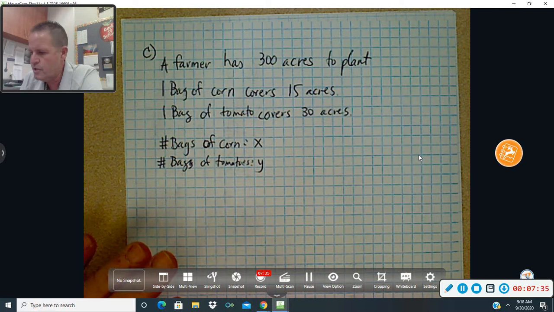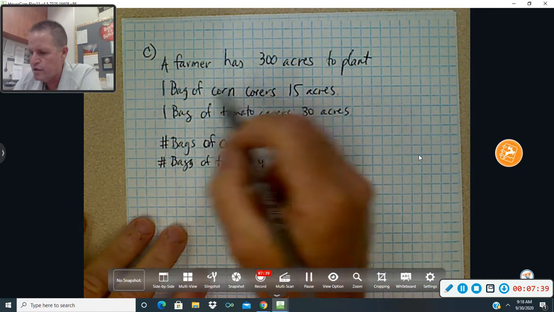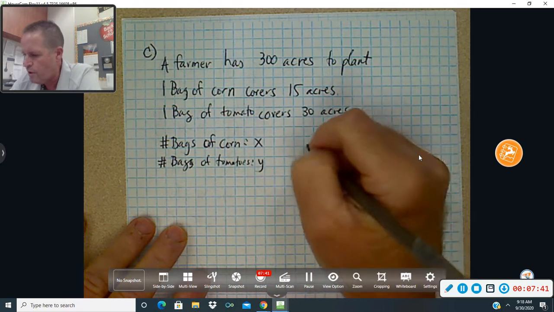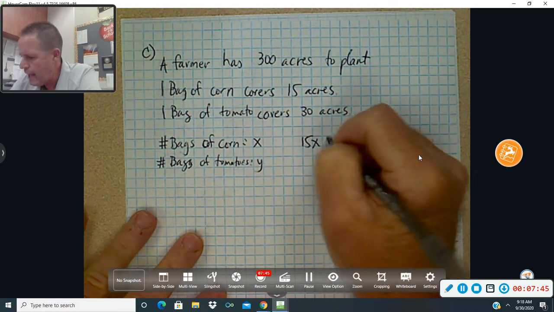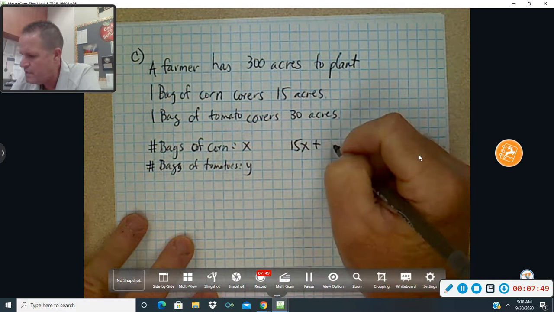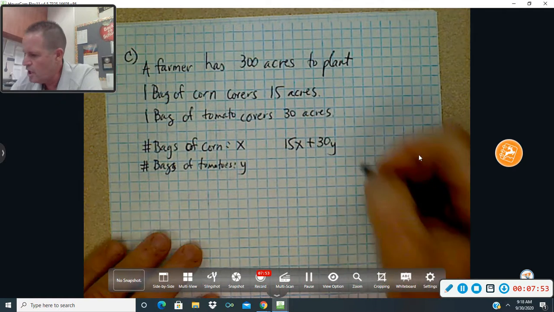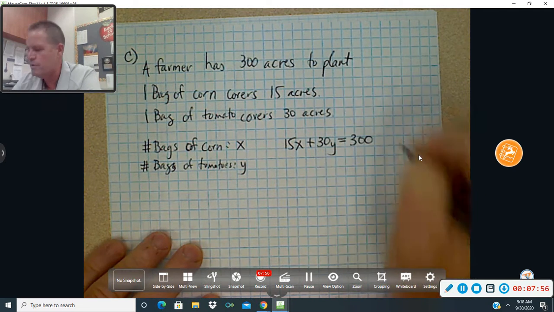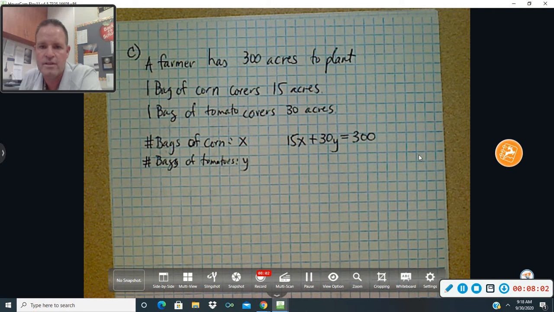Okay, now watch. Here's going to be our equation. It's 15 acres per bag of corn, so 15x, plus our 30 acres per bag of tomatoes, so plus our 30y. Should equal the total amount of acres that we're going to plant: 300. Again, this is kind of the hard part of the lesson, doing these word problems.